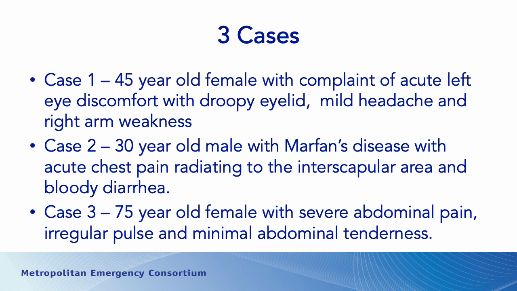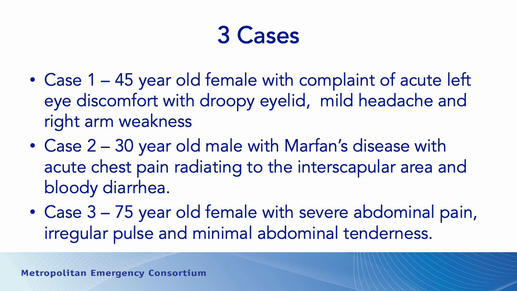The 30-year-old with Marfan's, we talked about Marfan's with the risk factors for aortic dissection. This patient comes in with acute chest pain radiating to the upper back or the interscapular area, and they've got bloody diarrhea. So this patient could have an acute aortic dissection. It could be going far enough down that it's interfering with the blood supply to the gut. And now the gut is also suffering and the patient is developing bloody diarrhea as a complication. So from my perspective, this patient with Marfan's has an aortic dissection until proven otherwise.